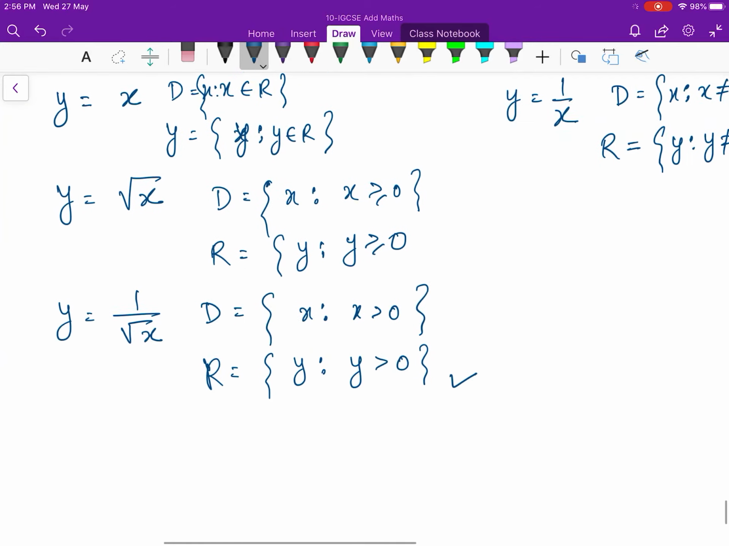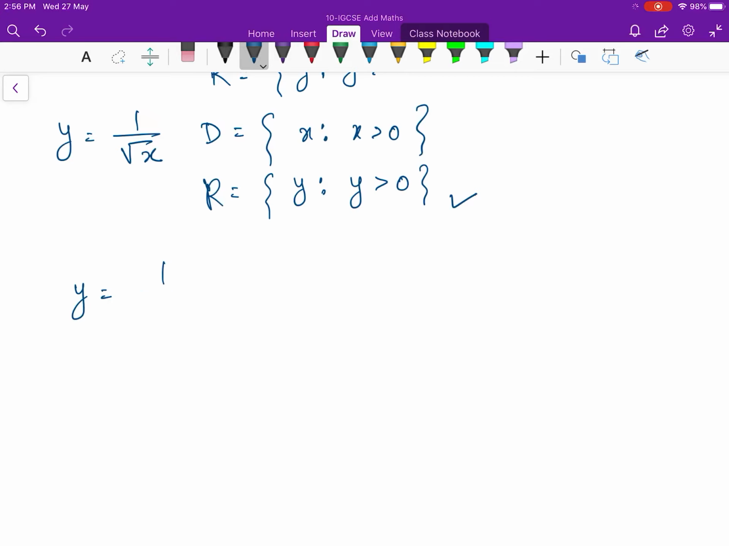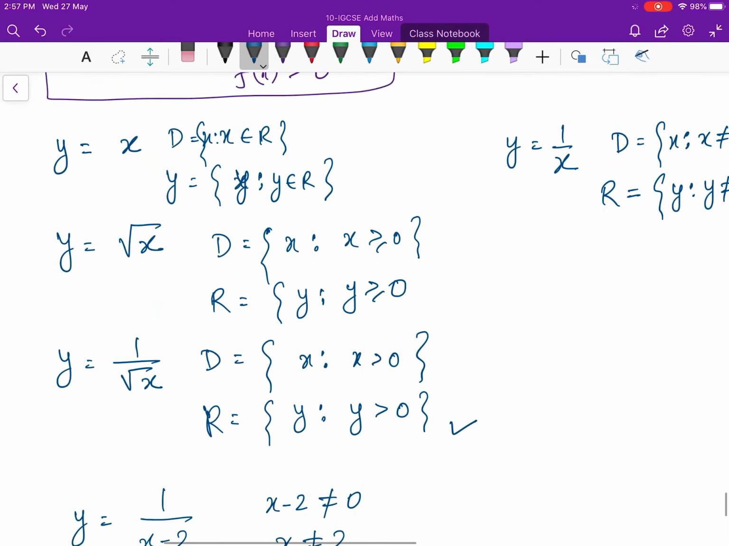Let's take more examples. Suppose I have y is equal to 1 by (x minus 2). So x minus 2 should not be equal to 0, so x should not be equal to 2. So your domain is x such that x is not equal to 2, and the range will again be the same as this.